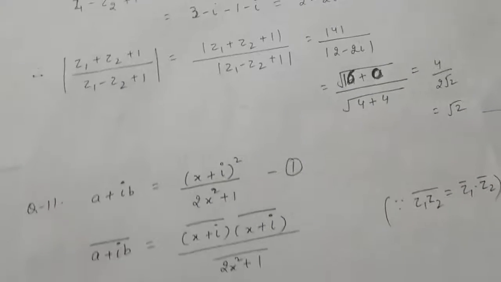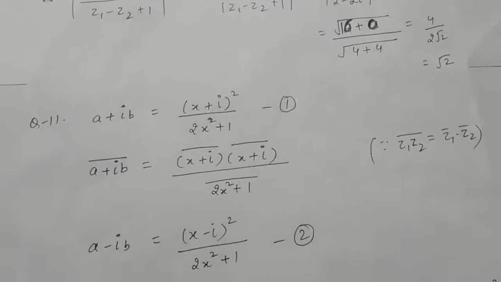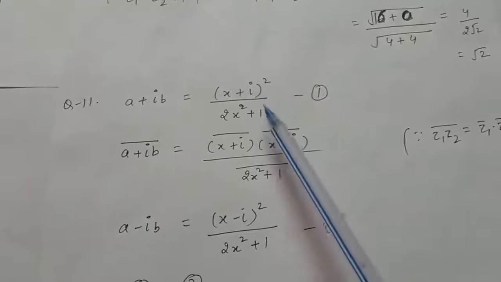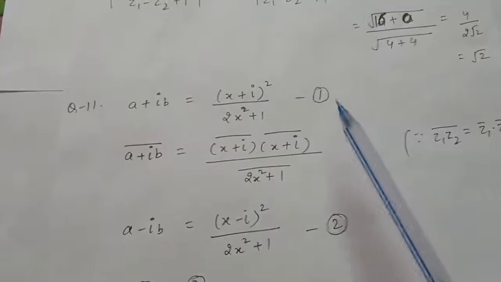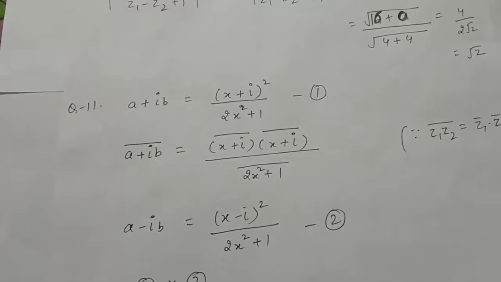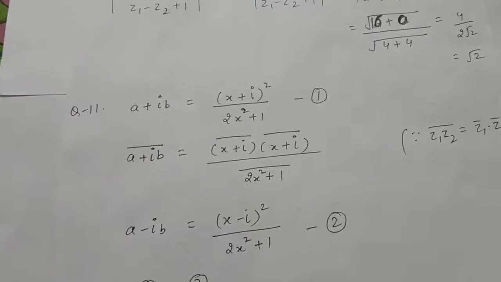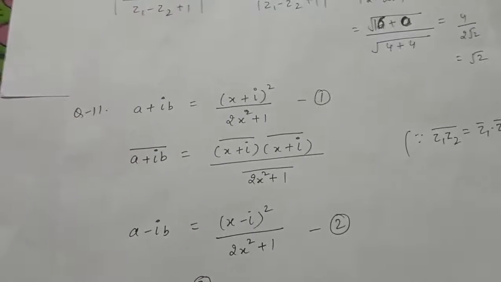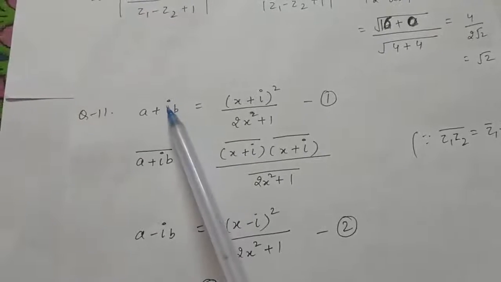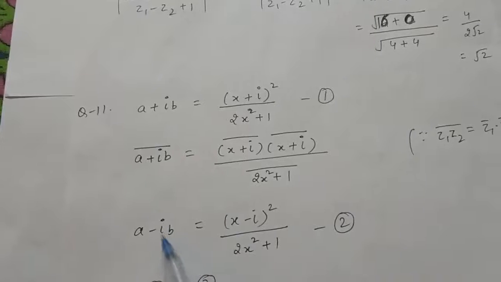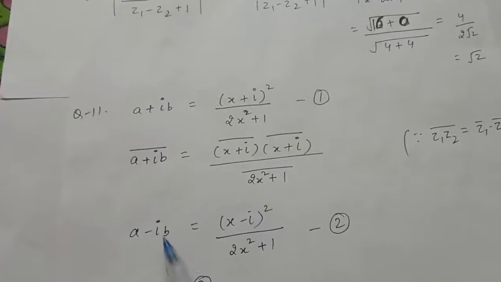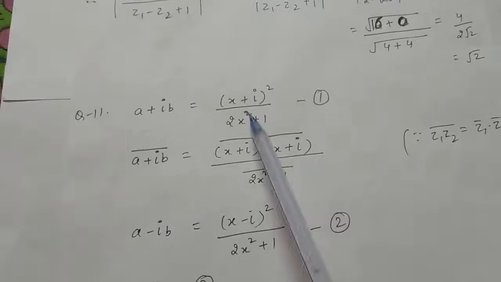Now in question number 11, a plus iota b is equal to this term, and let this be 1. You have to prove that a square plus b square is equal to (x square plus 1) whole square upon (2x square plus 1) whole square. For this we will find a minus iota b, because the product of a plus iota b into a minus iota b is a square plus b square. So to get this a minus iota b, take the conjugate on both the sides.